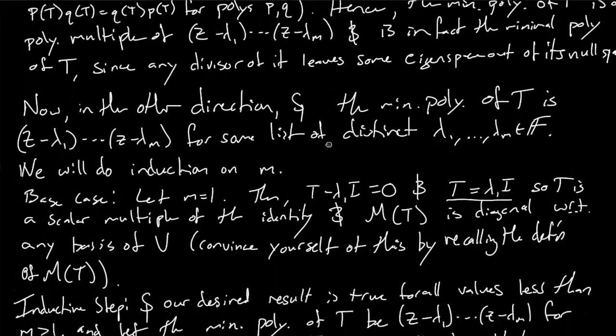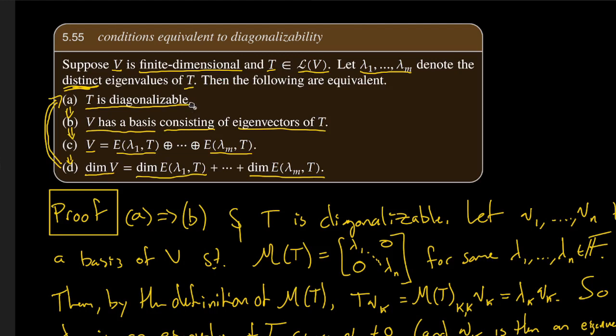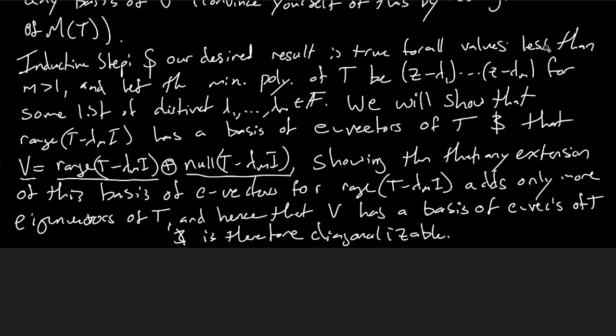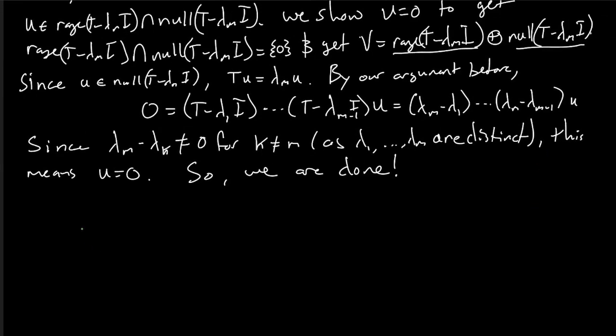Okay. So here's where I said it, right down here. We'll show that the range of T minus lambda I has a basis of eigenvectors of T. We did that. We showed that V is the direct sum of these two. And this shows that any extension of the basis of the range of T minus lambda I of eigenvectors contains only more eigenvectors, and thus that V has a basis of eigenvectors. And as we know from part 1, this means that T is diagonalizable. So, we did it. We're done. What a proof.